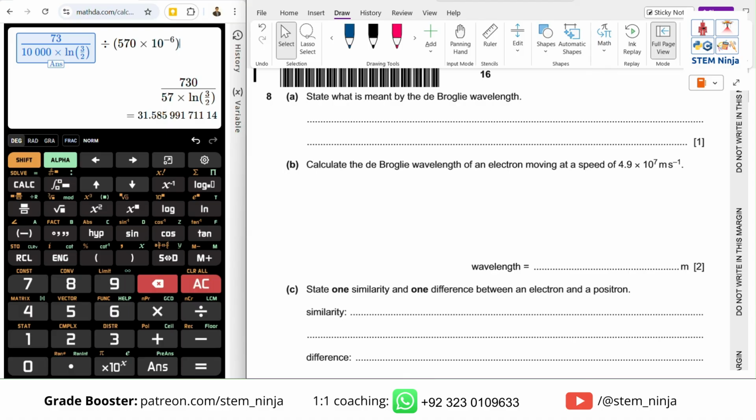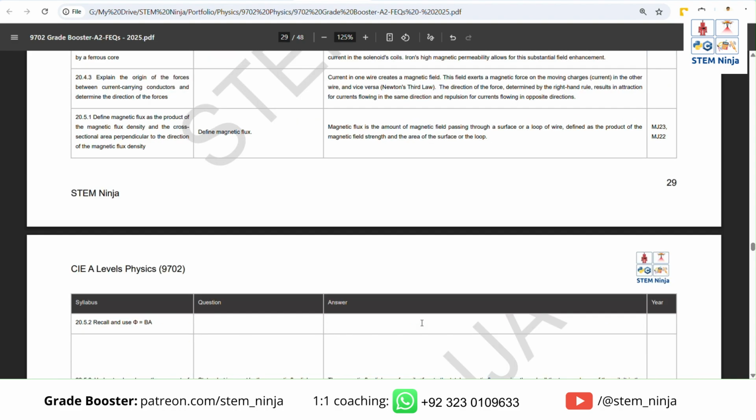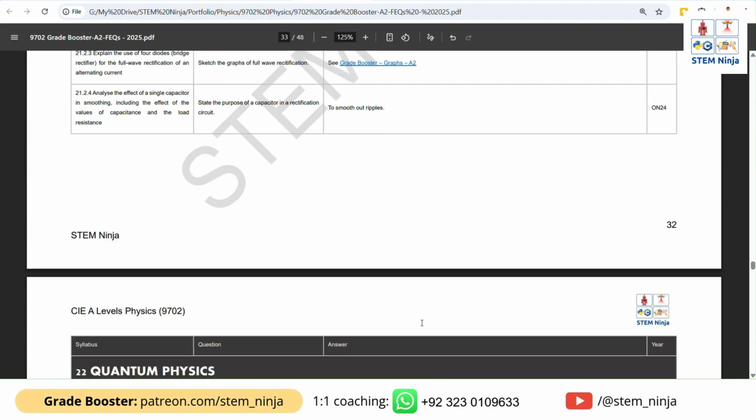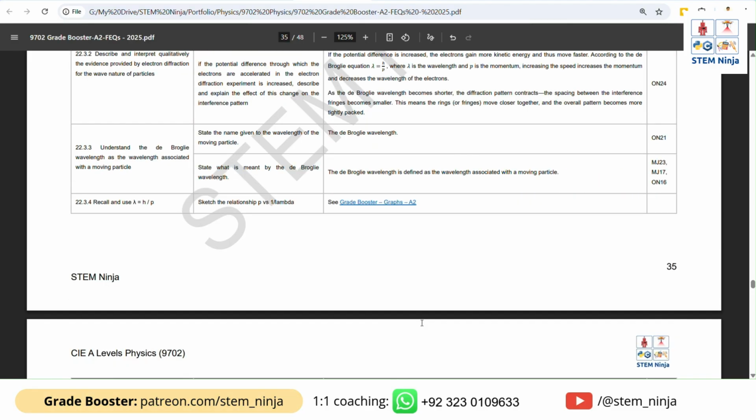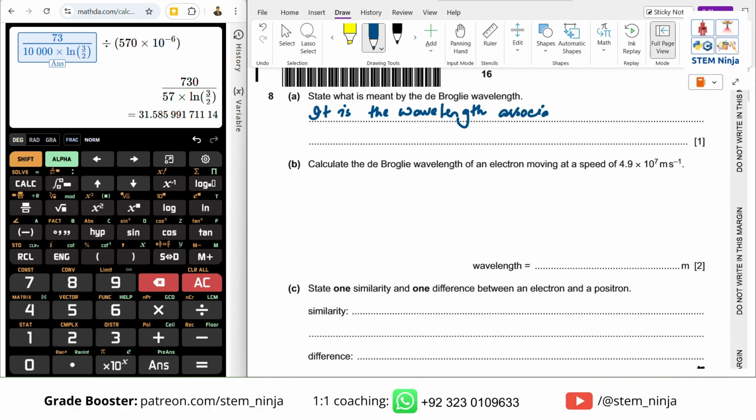State what is meant by de Broglie wavelength. Just to show you that we have the definitions: the wavelength associated with moving particles. State what is meant by de Broglie wavelength. It is the wavelength associated with a moving particle.